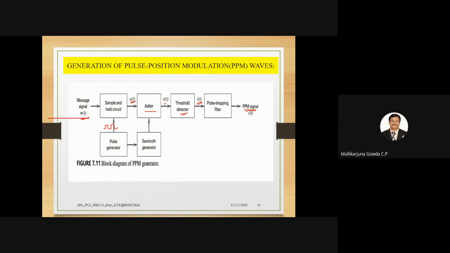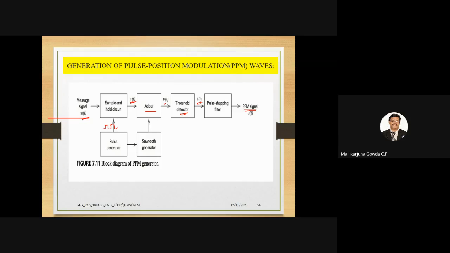Okay, so this is, in a nutshell, the block diagram of the PPM waveform generator. The input signal, that is the message signal, will be one input of the sample and hold circuit. The other input is what? The pulses from the pulse generator. Then the output of the sample and hold circuit is a PAM signal.